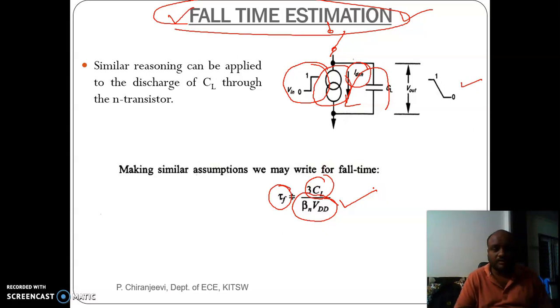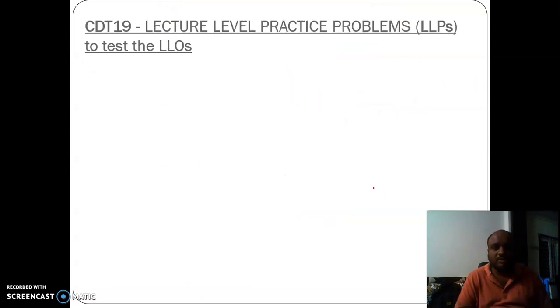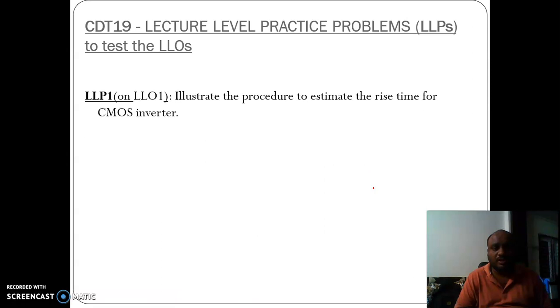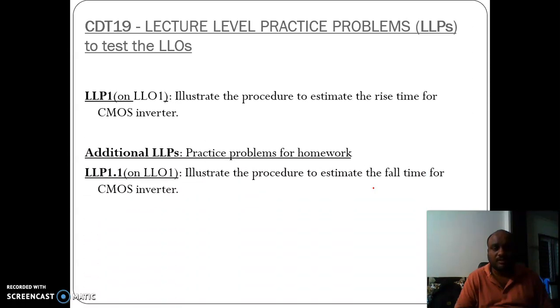Hope this is clear. Based on the rise time and fall time estimation topic, there are a few lecture level questions which we will be discussing in our classroom.